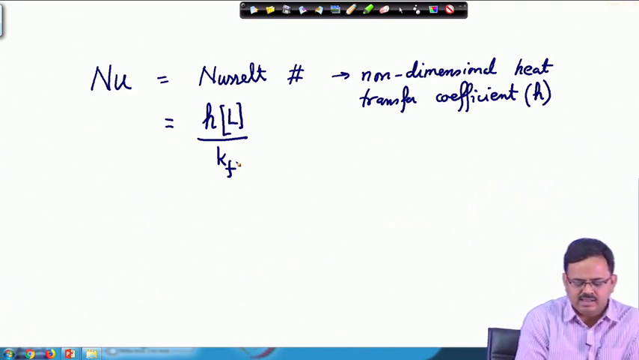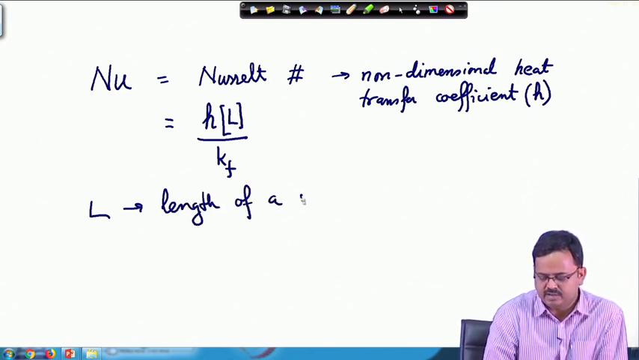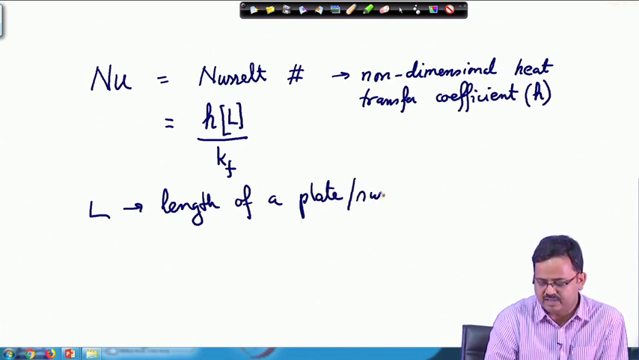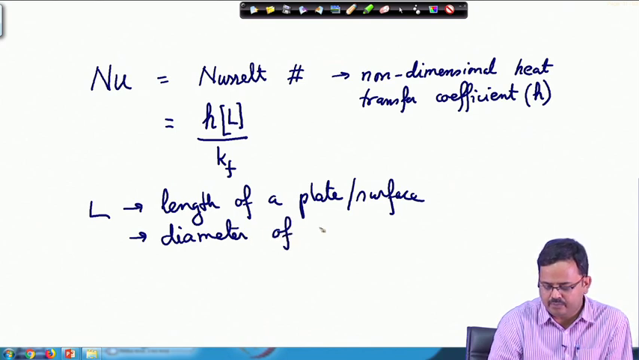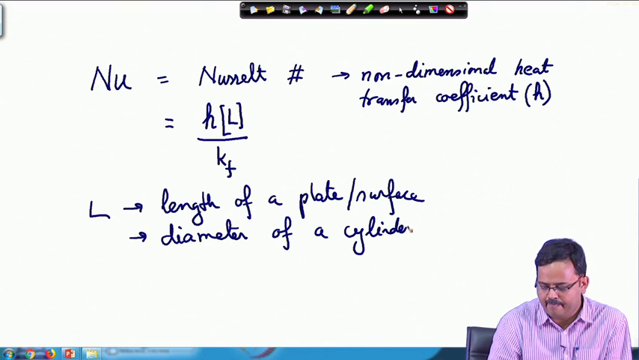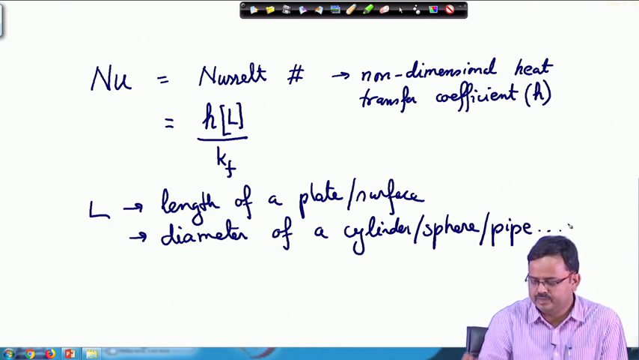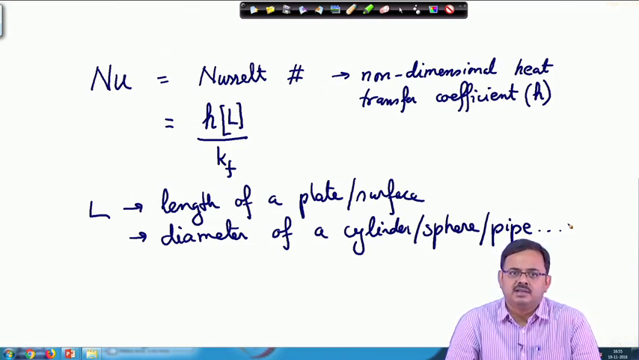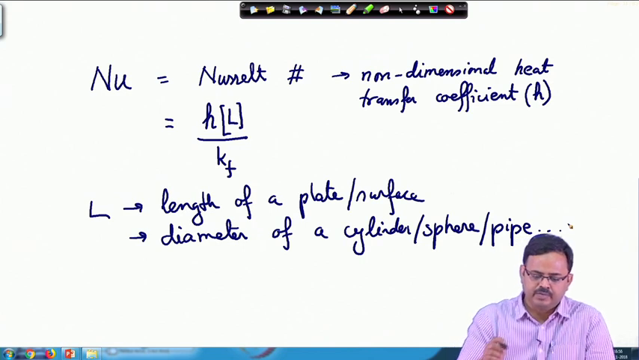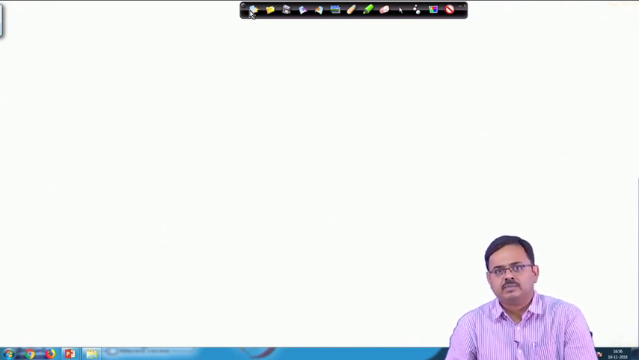Okay. Now, depending on what is L, L can be the length of a surface of a plate, L can be the diameter of a cylinder, sphere, pipe, channel, etc. Okay. So, Nusselt number is defined in this manner. Okay. So, now I am going to define three other non-dimensional terms.